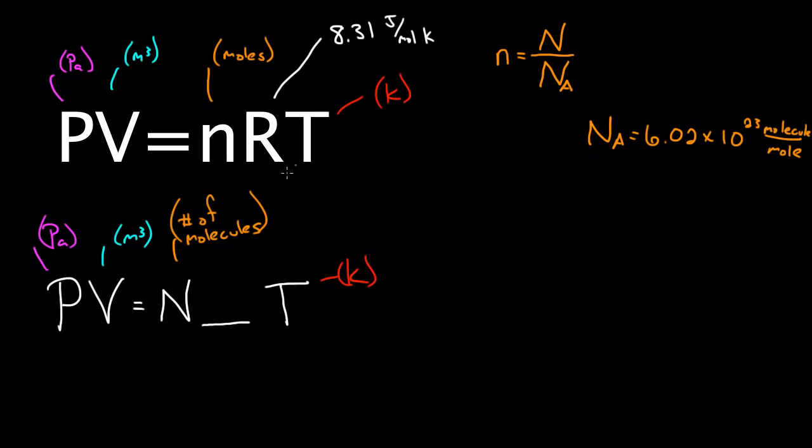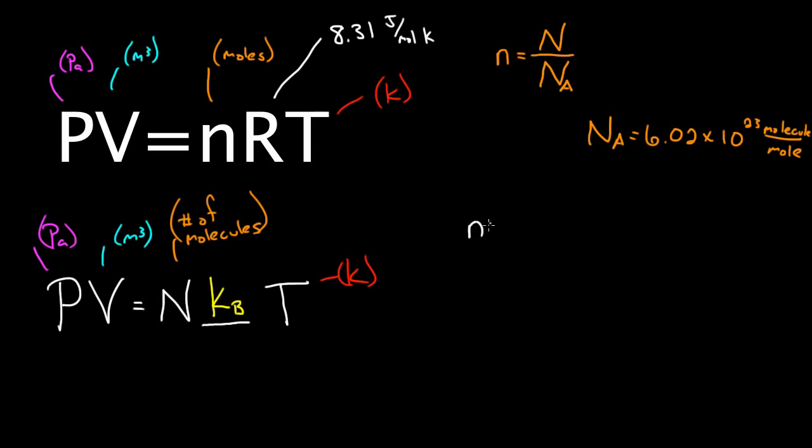This left-hand side's the same, and the T's the same. So if this is all consistent, then little n times R has got to be equal to big N times this new constant, and that new constant is Boltzmann's constant. It's a lowercase k with a b on it to denote Boltzmann's constant. So what's the value of Boltzmann's constant? We can find it pretty easily.